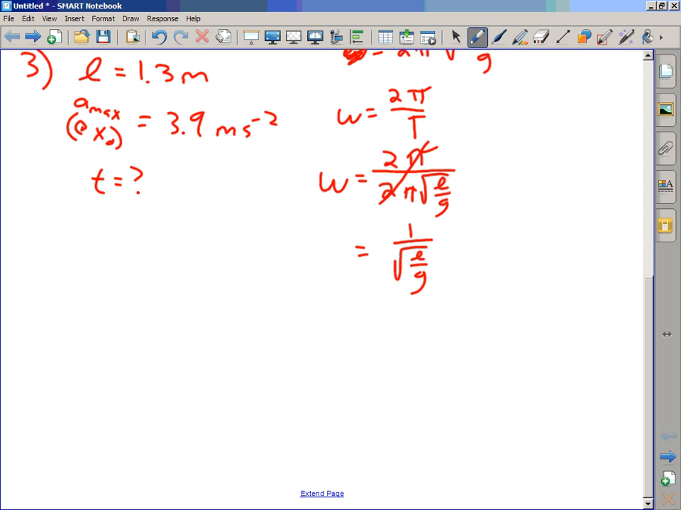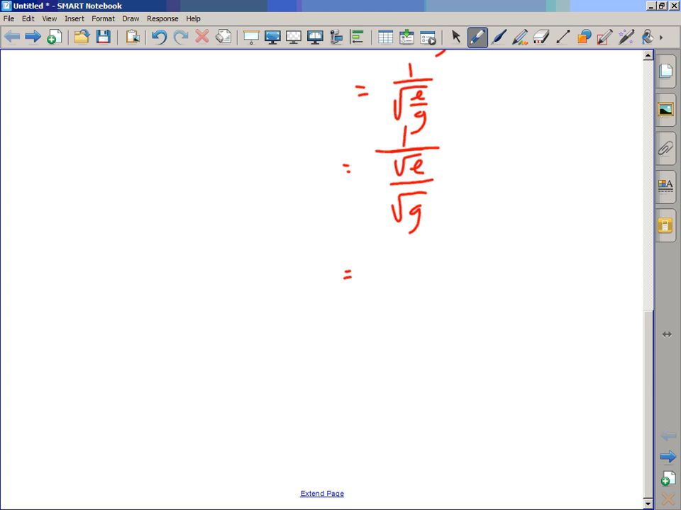Let me divide this up. So this is 1 over square root of L divided by square root of G. Yeah? Okay? What does 1 over mean that I need to do? Inverse. Correct. Inverse. So this becomes square root of g over square root of l, and since that has the exact same thing, I can recombine into square root of g divided by l. Okay. Good question.